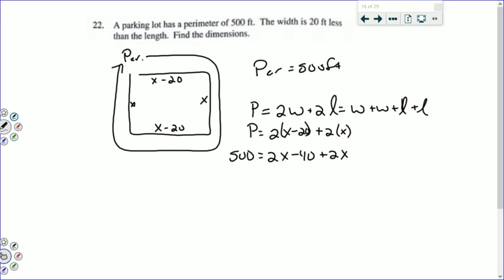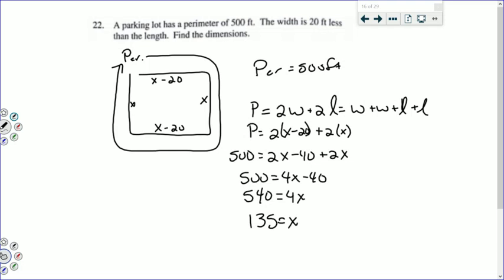Perimeter is 500 feet, so we add our two x's together, and we get 500 equals 4x minus 40. Add 40 to both sides, and we get 540 is equal to 4x. Divide both sides by 4, and we get 135 is equal to x.